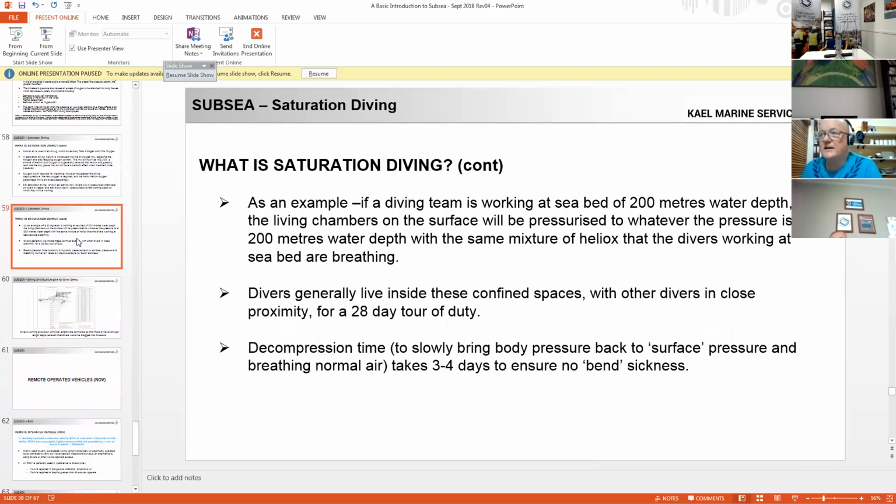Again, an example: diving teams working at the seabed at 200 meters. The living chambers on the surface will be pressurized to whatever the pressure is at 200 meters water depth, with the same mixture of heliox that divers working at the seabed are breathing, as I just explained. Divers generally live inside these confined chambers with other divers in close proximity for a 28-day tour of duty, one month. Decompression time, to slowly bring the body pressure back to surface pressure and breathing normal air, generally takes 3 to 4 days, to bring it back slowly to ensure there's no bends sickness.